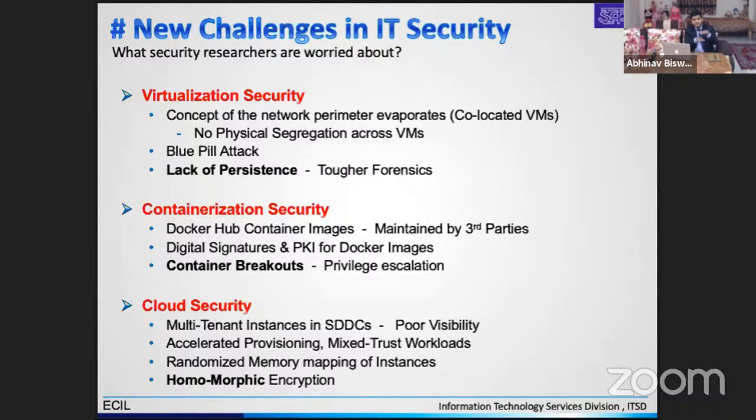Then containerization security. The problem with containers is you download the container images from an image hub like Docker Hub. So these images are maintained by third parties. So it's difficult to find out whether they have malicious code in them, whether they're really genuine. Can we digitally sign these images? Can we have a PKI kind of public key infrastructure, digital certificates, set up for container images? So these kind of things are happening.